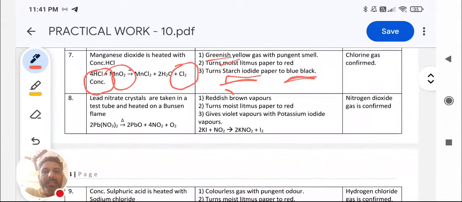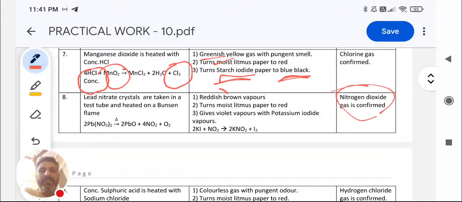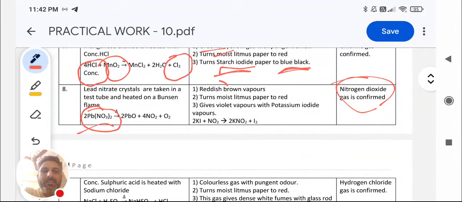Then the eighth gas is nitrogen dioxide. This nitrogen dioxide can be produced by heating any metal nitrate except potassium and sodium. So in this case I have taken lead nitrate, which on heating gives reddish brown vapors of nitrogen dioxide. Nitrogen dioxide has a reddish brown color, and it is also acidic in nature, so it turns blue litmus to red color. And it gives violet vapors with potassium iodide crystals. So that is the confirmatory test for nitrogen dioxide.